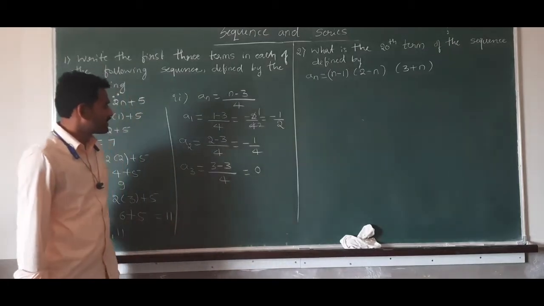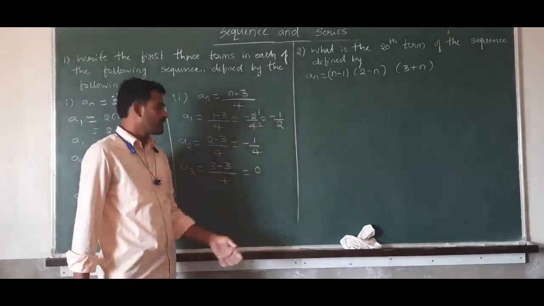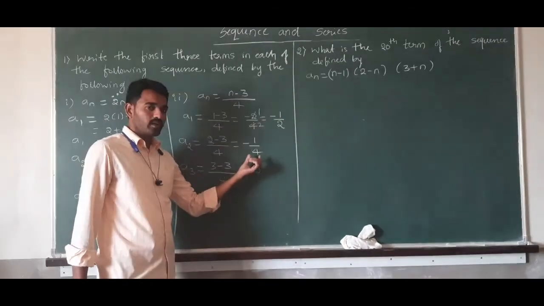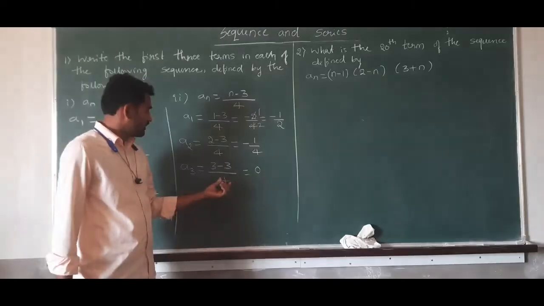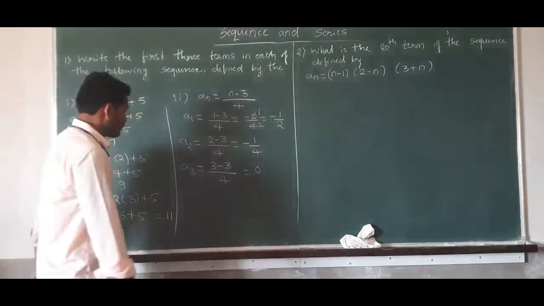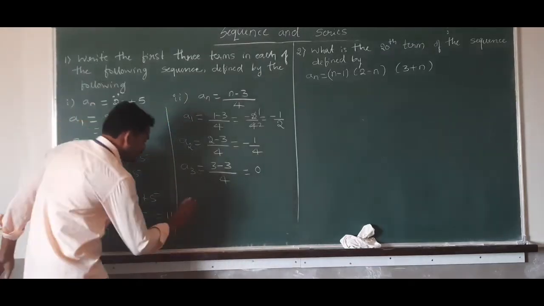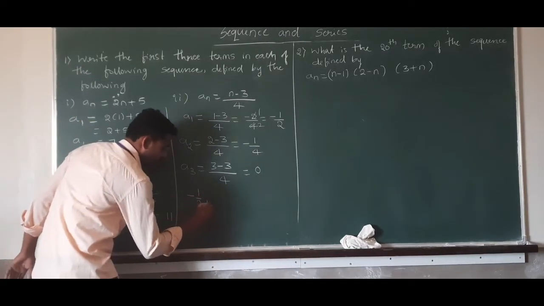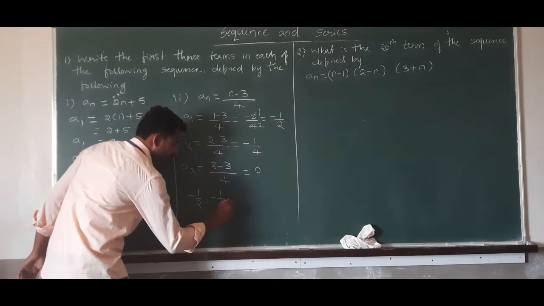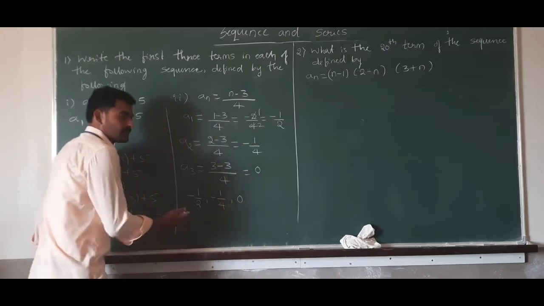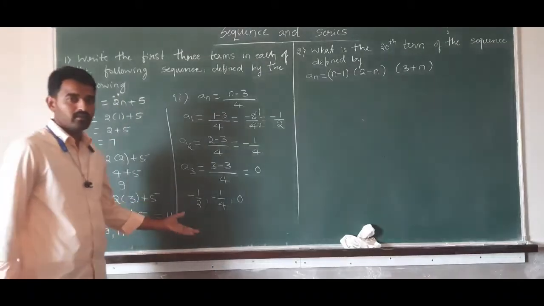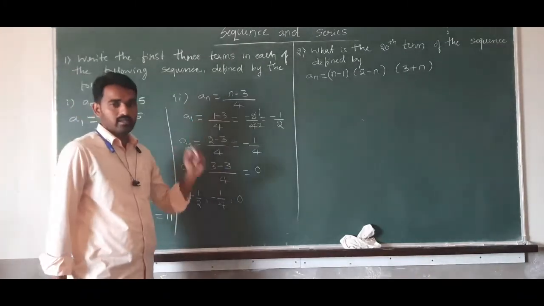So the first term is minus 1 divided by 2. Second term is minus 1 divided by 4. And the third term is 0. So the first three terms of the given sequence are minus 1 divided by 2, minus 1 divided by 4, 0. These are the first three terms of the given sequence.